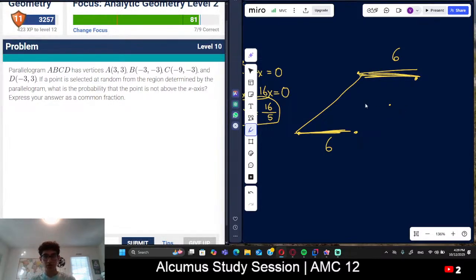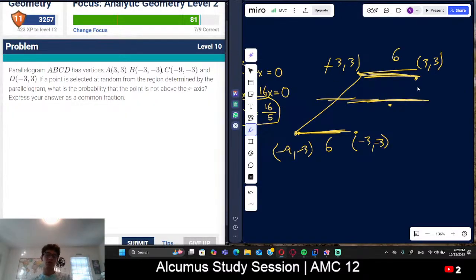I think it should just be half. So if a point is selected at random from the region determined by the parallelogram, what is the probability that the point is not above the x-axis? This is the x-axis, right? So this is negative 9, negative 3. This is negative 3 comma 3, negative 3. This is negative 3 comma 3. This is 3 comma 3. So this is what it looks like.